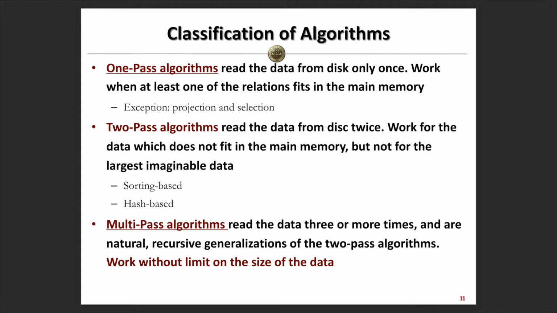If the data is very large, however, and the memory is not big enough to hold the whole data set, then we can probably use the two-pass or multi-pass algorithm instead. We will show you some concrete examples of the one-pass, two-pass, and multi-pass algorithms in the following pages, to implement operators like projection, selection, sorting, and hash-based algorithms.